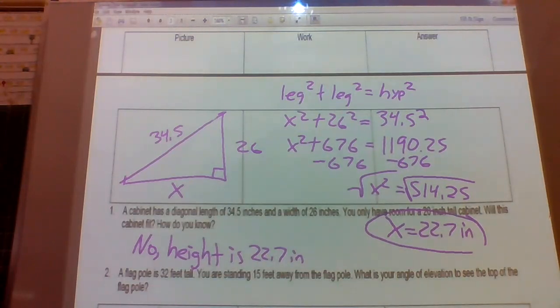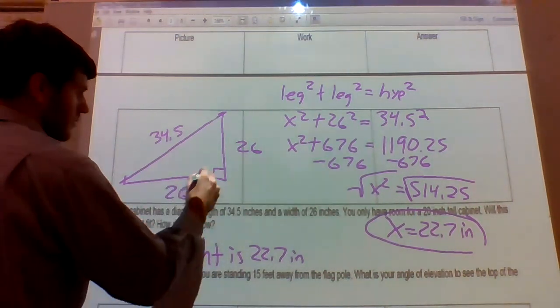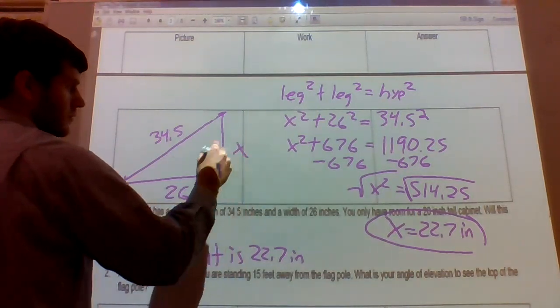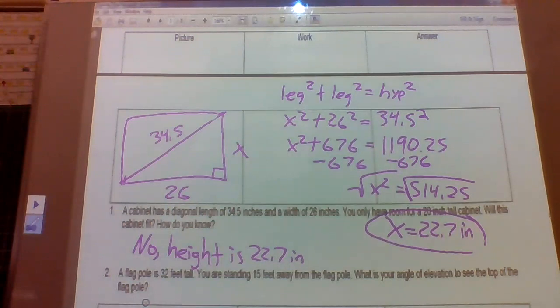I don't like how that question's worded, because tall would imply, if you're facing it, this should have been the 26 and this should have been the tall, if you take it face on. But regardless, it's fine.